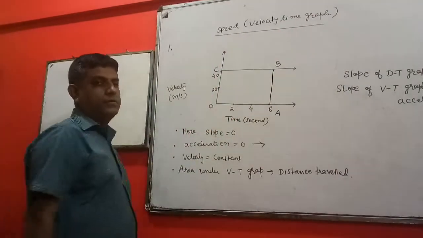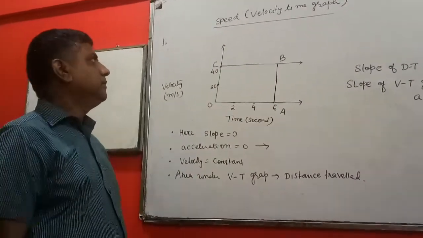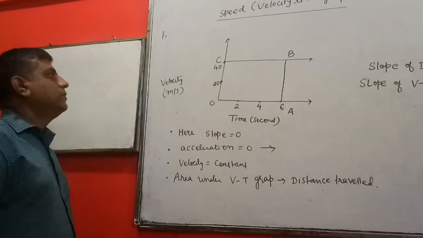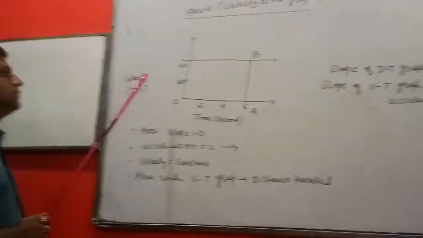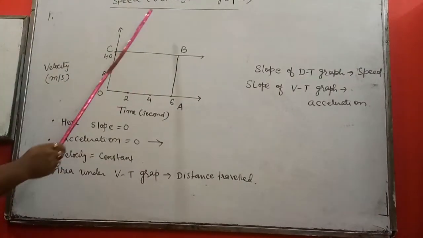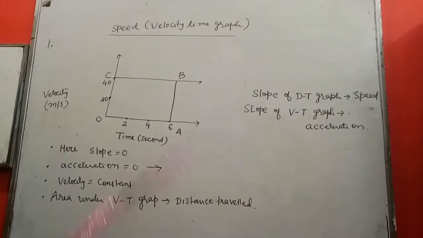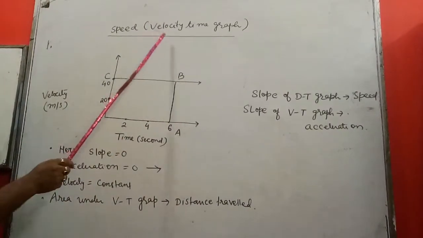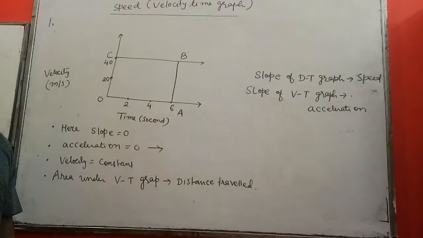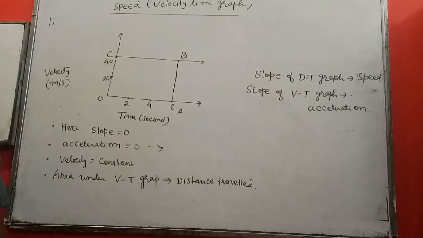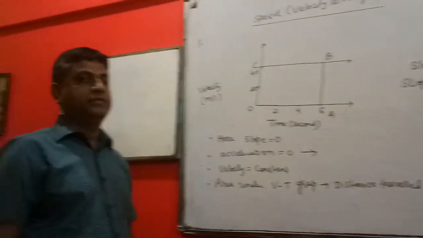Velocity time graph or speed time graph. Now don't get confused if I say velocity time graph or speed time graph. Velocity can be speed, but speed can't be velocity. Velocity means speed in a certain direction.